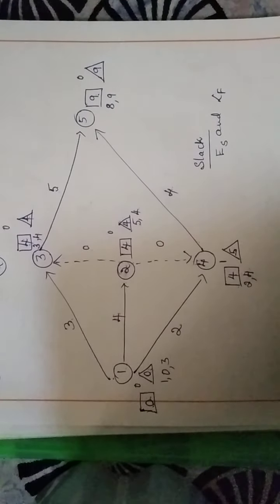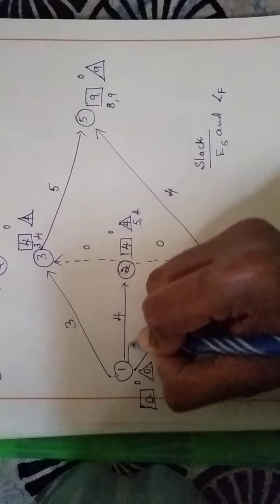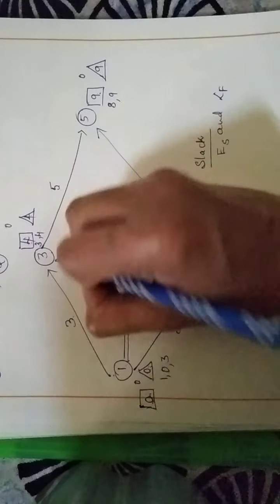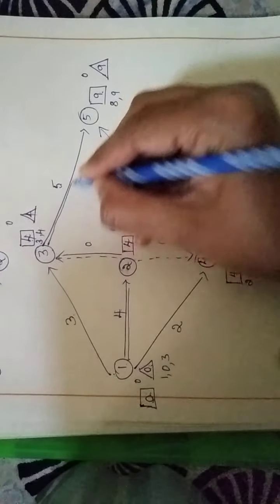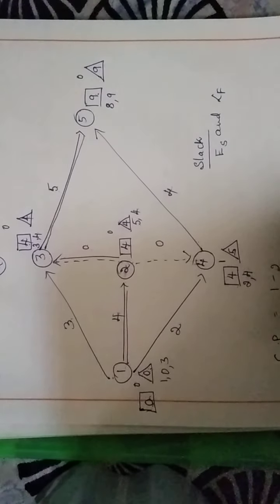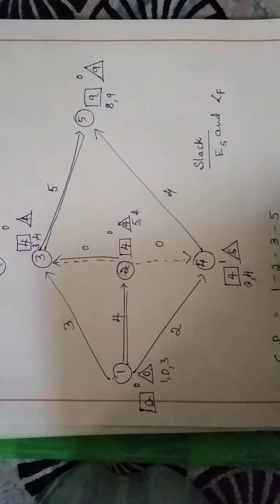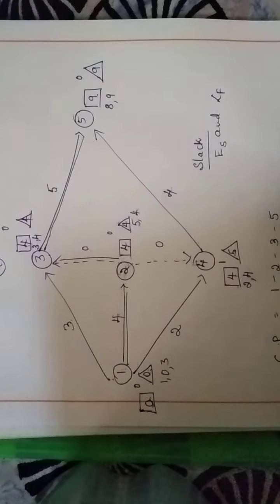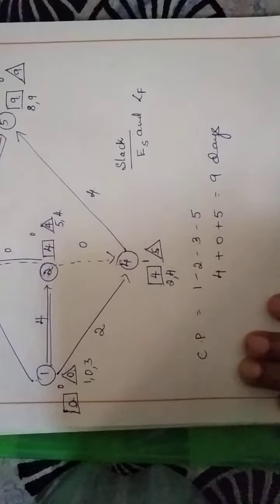So this is how we calculate the slack. Now what we have to do is draw the double lines wherever the slack is 0. Is it not? So here the critical path is 1 to 2, 2 to 3 and 3 to 5. It is 4 plus 0 plus 5, which is equal to 9 days. This is how we calculate the critical path under the event time method.